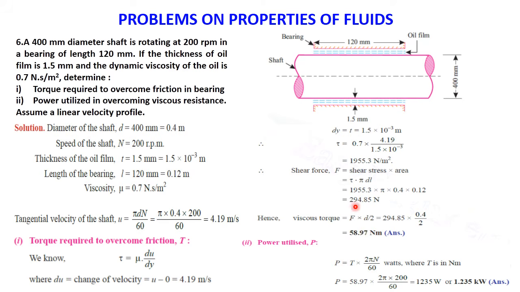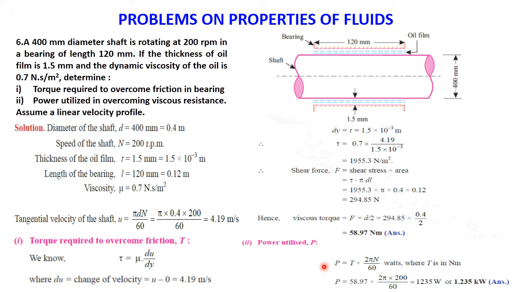Now the viscous torque we have to calculate. Viscous torque is always seen at the center line of the shaft, so this will act at the radius. Instead of writing d by 2, we can also write F into r, but the diameter of the shaft is given, so we are taking it as d by 2. So viscous torque is equal to force into d by 2. So force is 294.85 into 0.4, that is diameter, divided by 2. So we get the value of torque as 58.97 Newton meter.